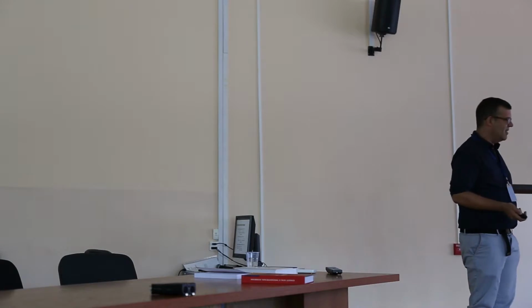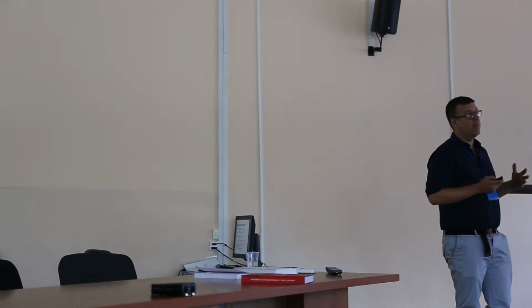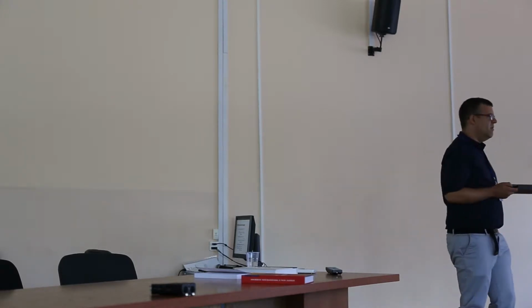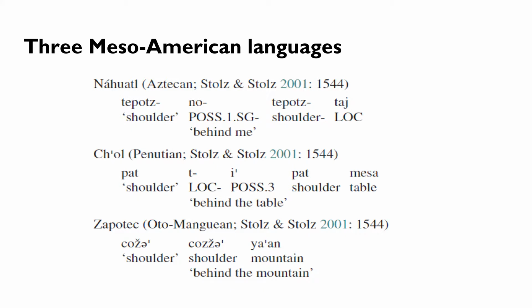Semantics, of course, I won't dwell on too much today, because obviously this is going to be the main topic of Masha's other course. So we find all sorts of borrowings and influences in the domain of semantics, polysemy, and so on. In these Meso-American languages, the word for behind comes from the word for shoulder. This is cross-linguistically marked, but it's very characteristic of Meso-American languages.